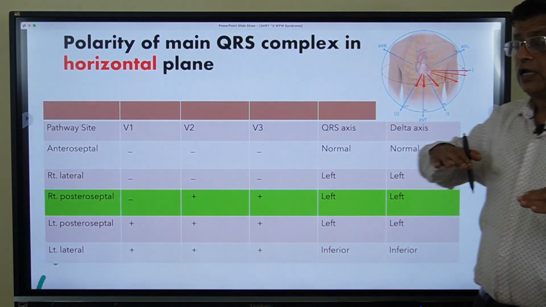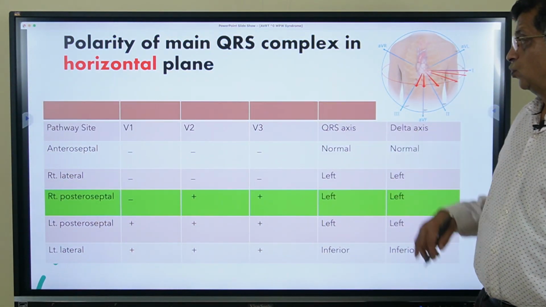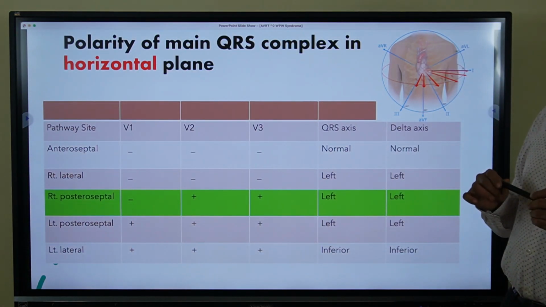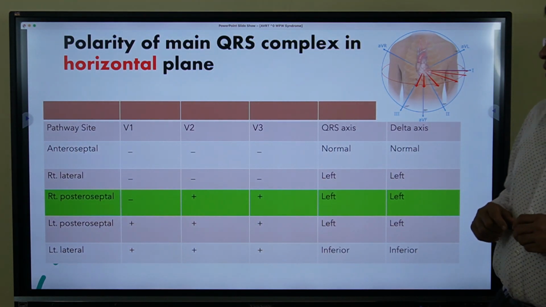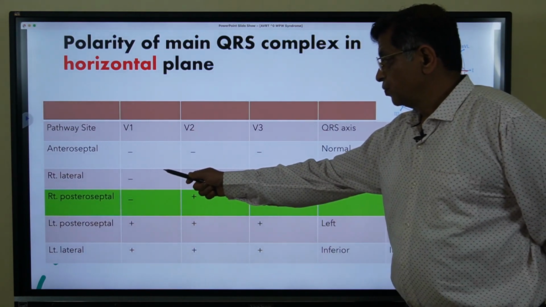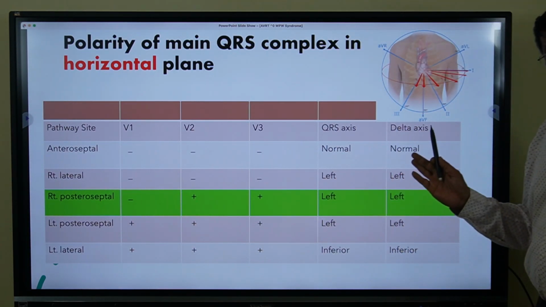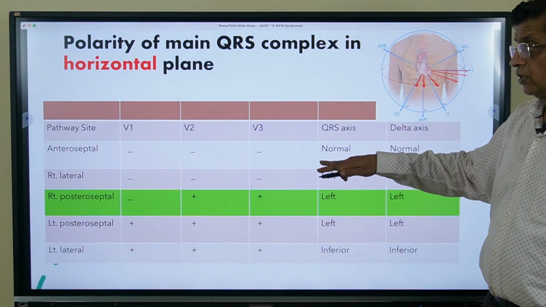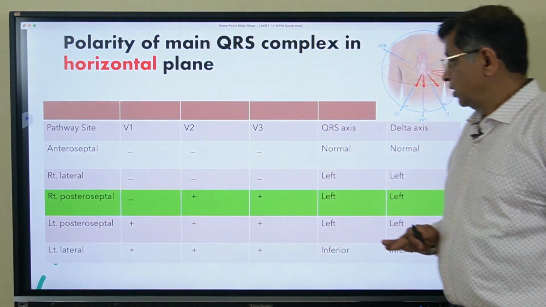The horizontal plane is seen in the chest electrodes from V1 to V6. Here we will discuss V1 to V3 only, because most patients will have positive complexes in V4 to V6. If it is anteroseptal or right lateral, the complexes would be negative in V1, V2, V3, right? So if the complexes are negative in V1, V2, V3, the accessory pathway is either anteroseptal or right lateral.